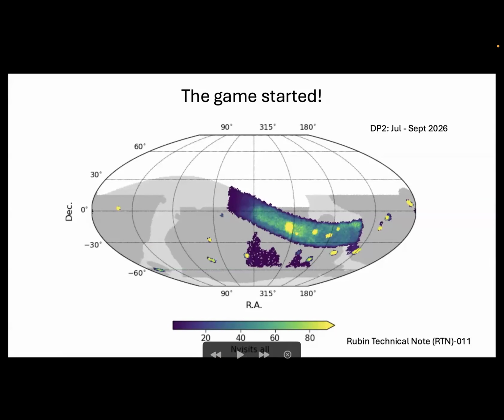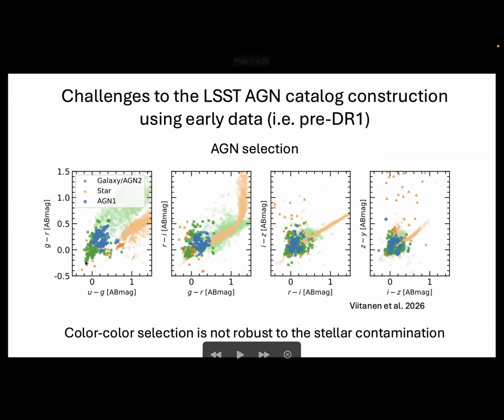So this is the motivation. We will have DP2 very soon, within a couple of months, and DR1 is scheduled to be released. So it's a good time to think about how we construct the AGN sample from the LSST observations. But then we have challenges, especially in using the data from the early operation.